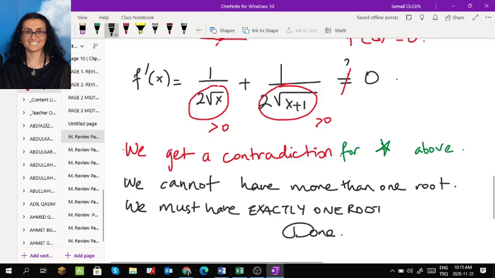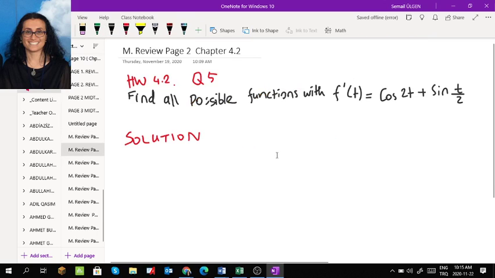Alright, so we got that. And let's look at this. The question says, this is homework 4.2, question 5. Find all possible functions with f prime equal to this. So we are asking ourselves for which f we have to choose an f such that the derivative is going to be this. So we are thinking the opposite way.